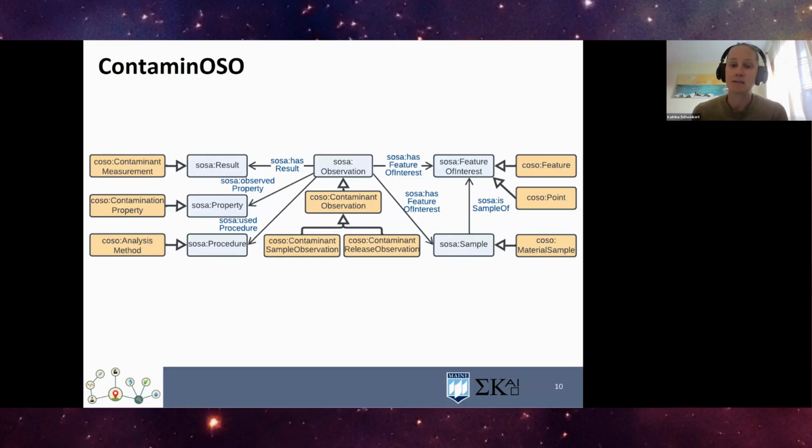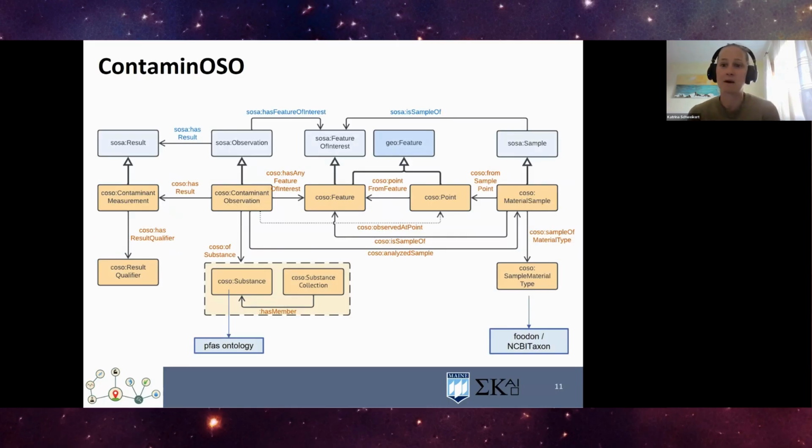So each of these observations has additional information attached to it, such as the contamination property and the analysis method that was used. I'll go into more detail specifically about the sample, how we define the sample, and the feature of interest. So starting from the left to the right here, the sample is central to understanding what exactly was sampled in the environment, in the case of a sample observation, obviously not a release.